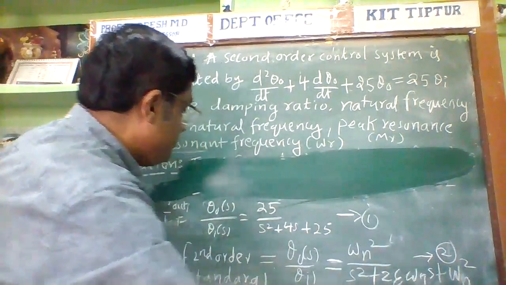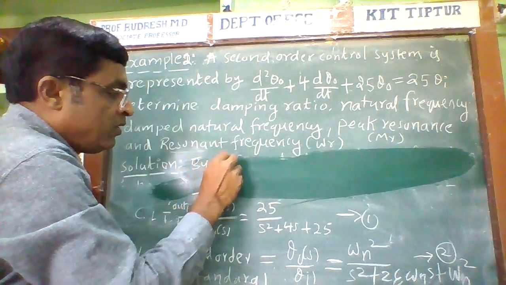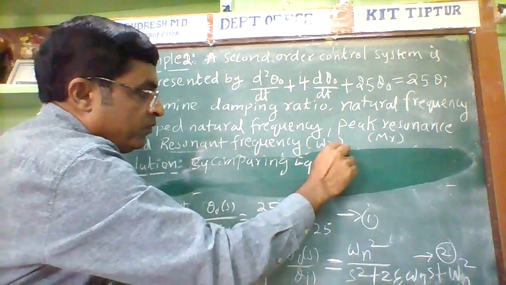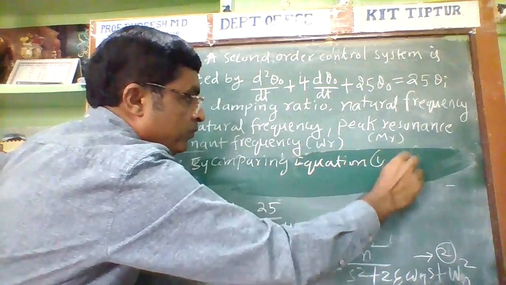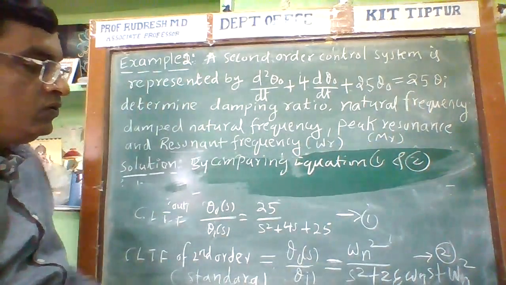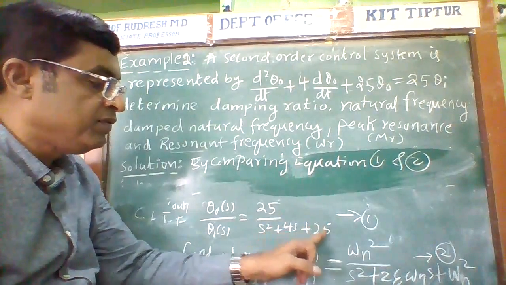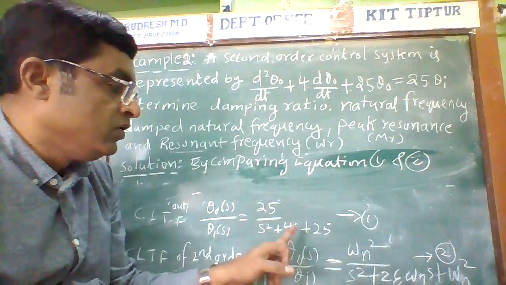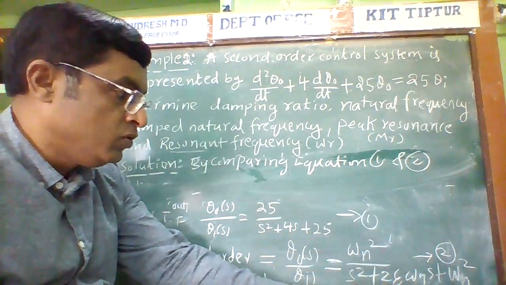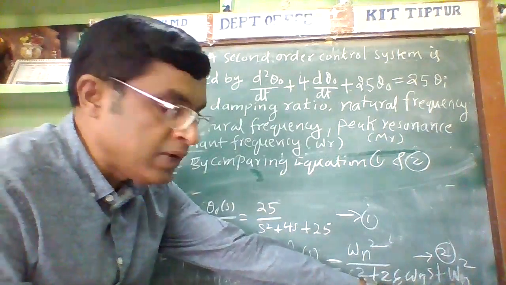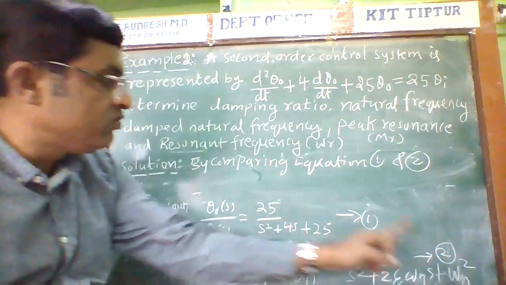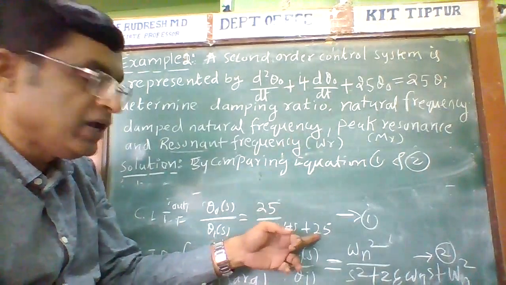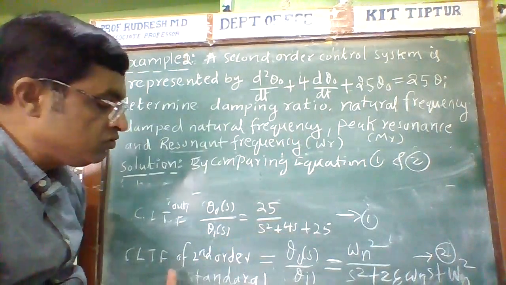Compare equation 1 and 2. Here we have 25 over s square plus 4s plus 25. In the denominator, s square is there in both. Here we have 2 zeta omega n into s, and therefore here also 4 into s. Plus omega n square is there, so compare this omega n square with the denominator value, in the second order closed loop transfer function.